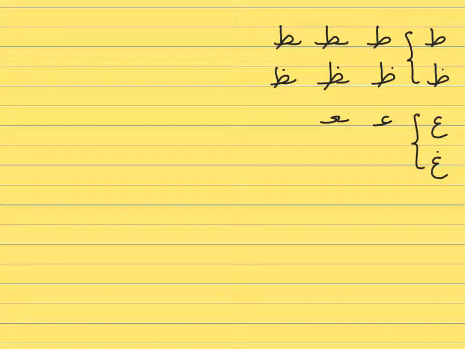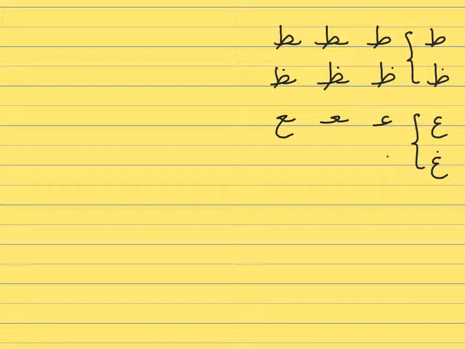And if ain is in the final form, this is from the previous letter. You draw the same shape of the middle ain, but you finish it. It takes its original form again, I mean the last part of it. So these are the three shapes of ain.